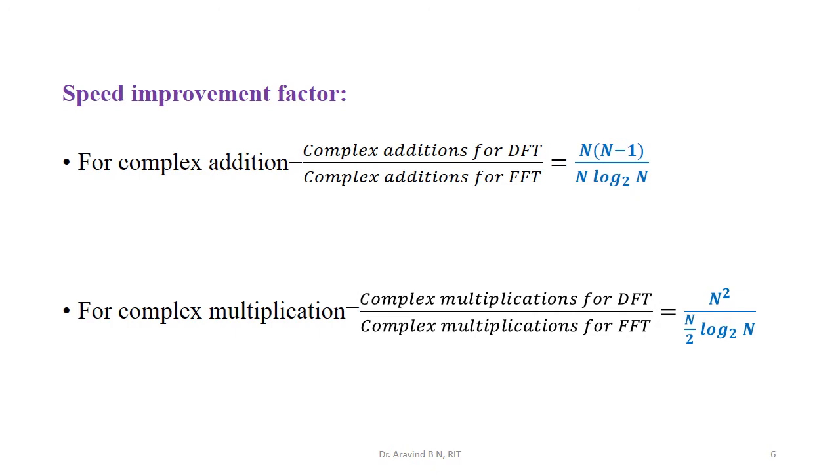Now the speed improvement factor, that means when compared to the DFT, how much speed improvement is present in the FFT. That is calculated with respect to the number of additions as well as multiplications. For complex addition, it is complex additions for DFT divided by complex additions for FFT. We know the formula for complex additions of DFT, that is n into n minus 1. Similarly for FFT, it is n log n to base 2. For complex multiplication, it is complex multiplications for DFT divided by complex multiplications for FFT.